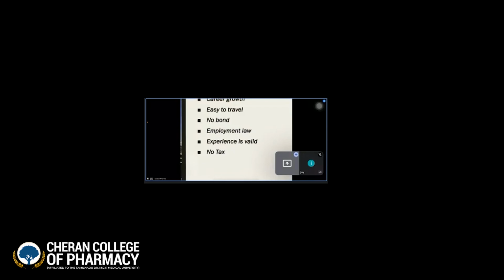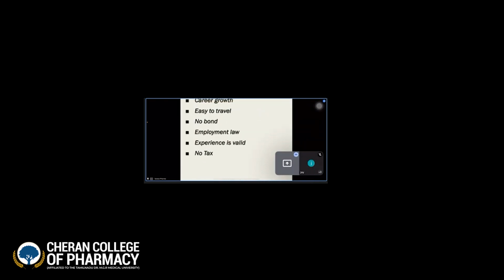Experience is valid. Yes, being a pharmacist, if you have an experience of 5 years in the UAE, and you are willing to go to Australia or any other Western countries, the experience is most valid compared to the experience in India. So that's also a major thing.